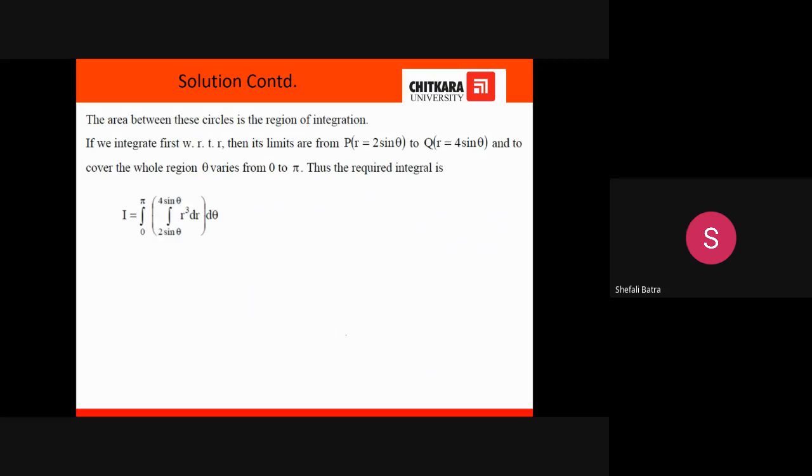So this is your integral. Now integrate with respect to r, keeping theta constant. Theta is not there, so you'll be integrating r cube, it becomes r to the fourth by 4, from 2 sine theta to 4 sine theta. Simplify it, you'll be getting 60 integral 0 to pi sine to the fourth theta d theta. After that, I'm writing here twice integral 0 to pi by 2 sine to the fourth theta d theta. Can anyone tell me how can I write this?